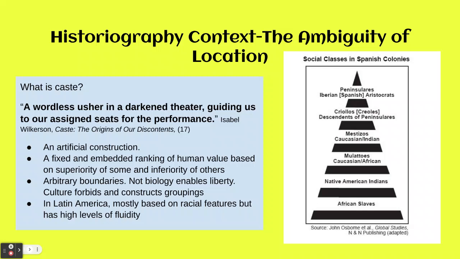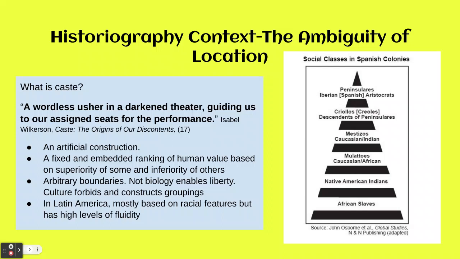And it really lends itself to being described as an artificial construction. It's a fixed and embedded ranking of human value based on superiority of some and the inferiority of others. It's cultural. It's arbitrary boundaries. There's no biology essentially that enables this. It's not biology that forbids liberty, it's culture that forbids, right? Biology enables liberty, culture forbids and constructs groupings. So this is not necessarily a natural formation.